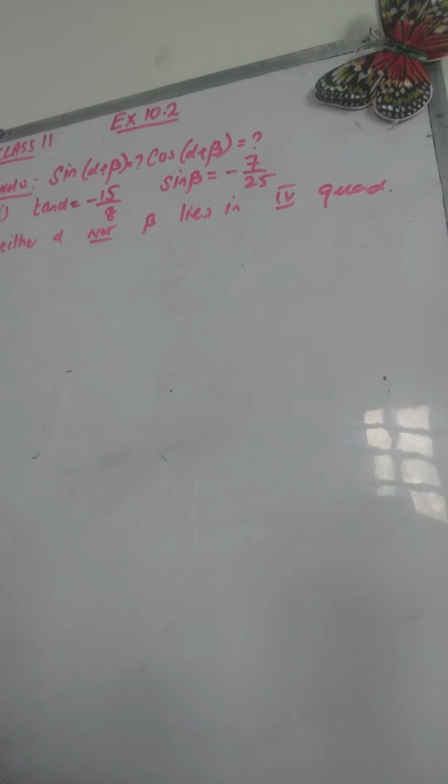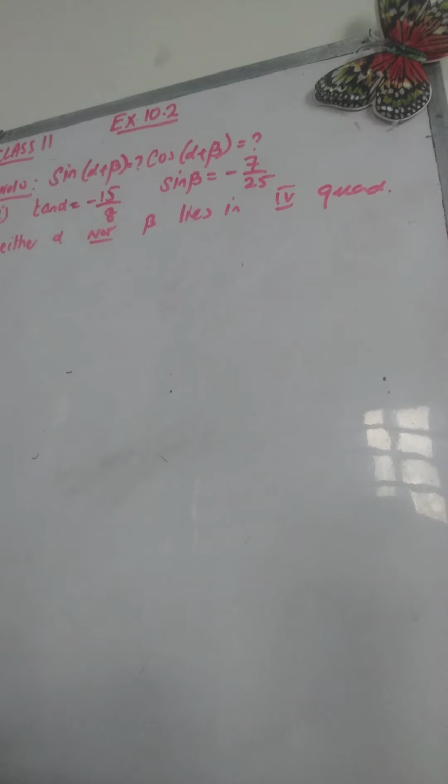Continuing with exercise 10.2, we did question number 9. Now from question number 10 I'm going to do the second part, because the first part is the same as the second part, and this question is also the same as question number 9, but there is a very little difference in both the questions. They want us to find sin(alpha plus beta) and cos(alpha plus beta). These are the unknown quantities that we need to find.